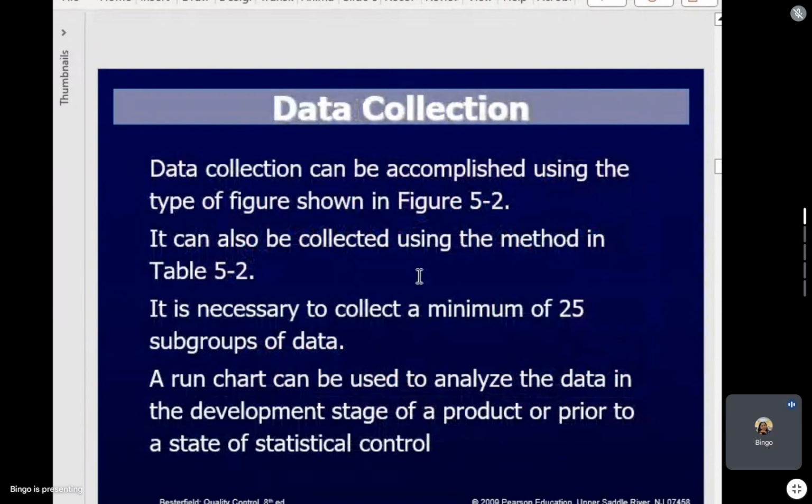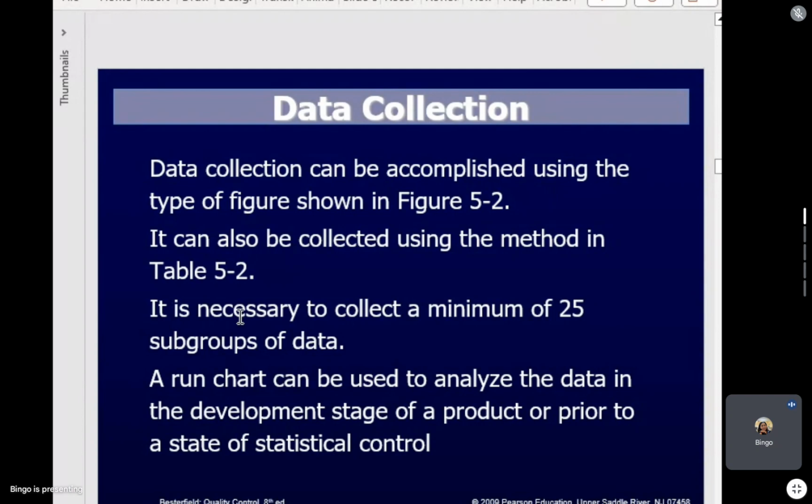So, it can also be collected using the method shown in the next slide. So, it is necessary to collect a minimum of 25 subgroups of data. So, ayan, minimum of 25. Okay? Maximum naman, wala naman. Pero the minimum is 25.